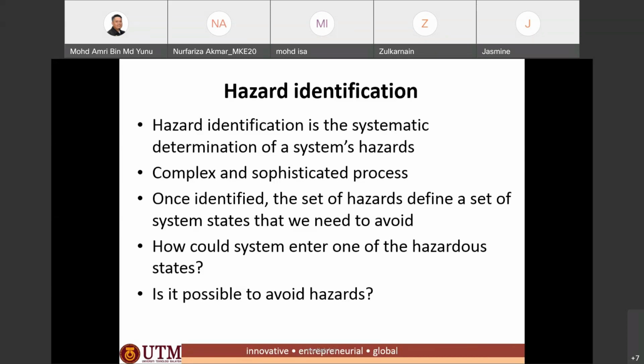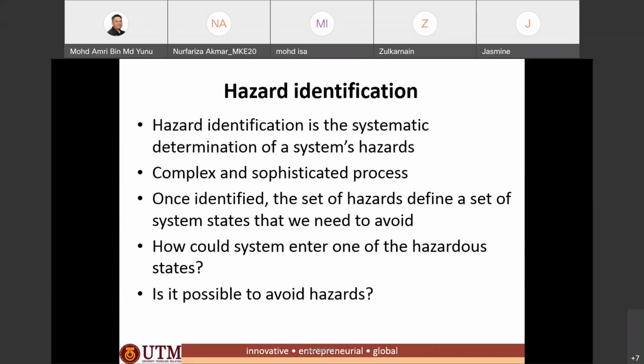We cannot avoid the hazard because, if we want to avoid it, the only thing we can do is not do it. But in industry, for example, we need to run the process and set up the factory, because we need to produce the item or the product. So what we need to do is identify the hazards and apply control measures, with which we can reduce the severity or reduce the risk.